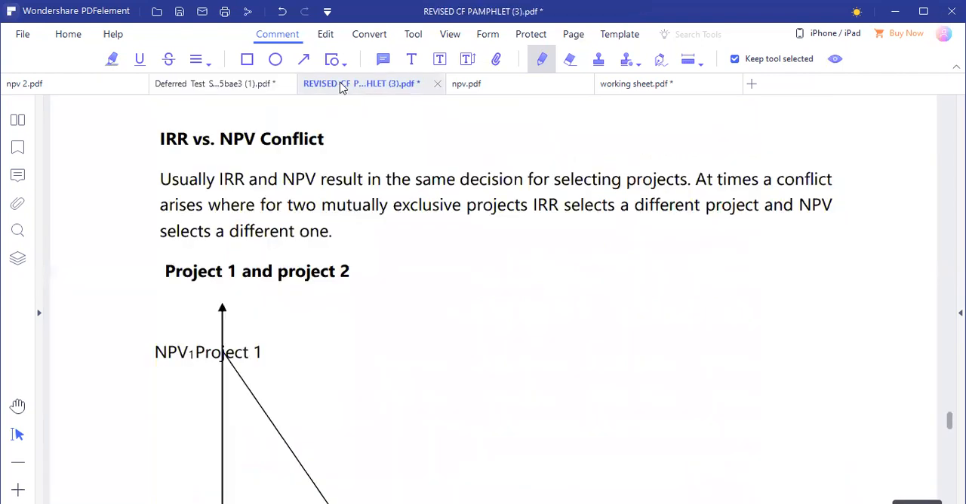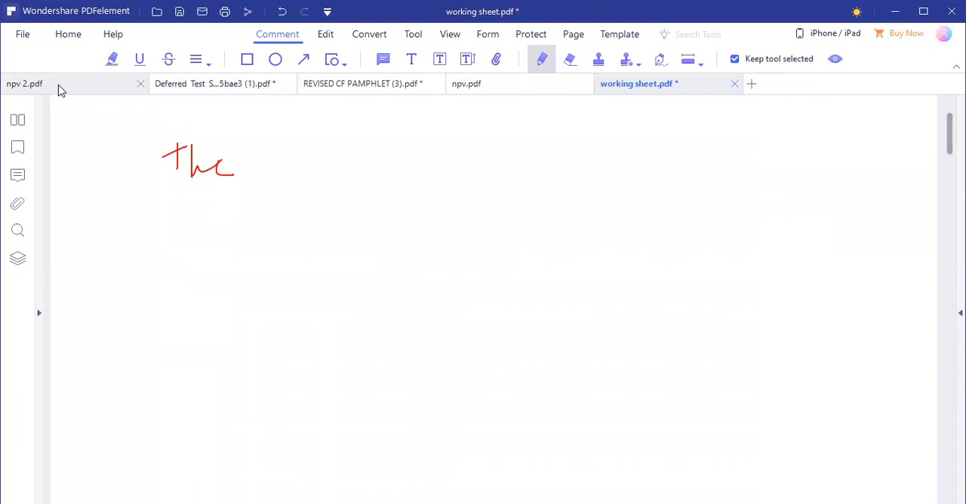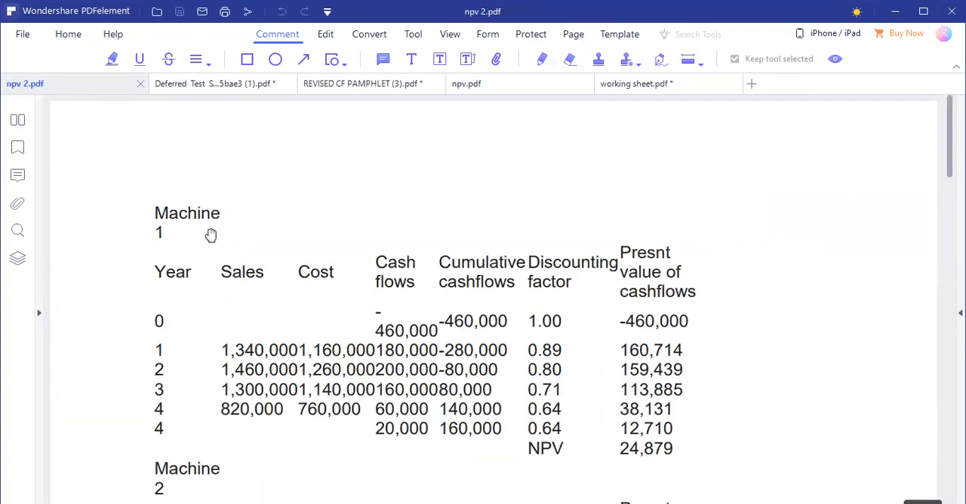All right, so now we can go and check machine 1. Okay, we can see that for machine 1, the sales are these ones here. So we have 1,340,000. Of course, the investment was negative, because this is how much you are able to lose if we are to invest in that given project. All right, so we have the cash flows for year 1.